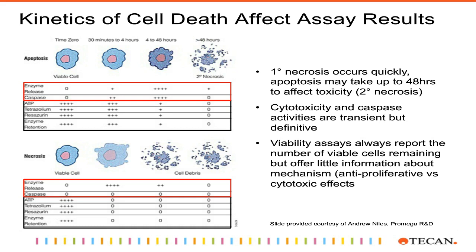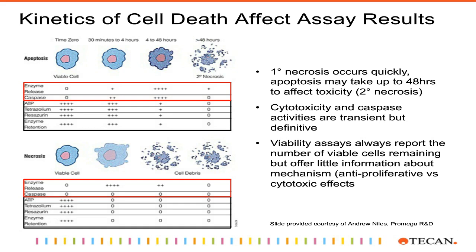So now if we zoom in a little bit closer or concentrate on these red boxes on the screen, you'll see that we're highlighting two biomarkers here associated with cytotoxicity and apoptosis. And those are enzyme release and caspase activity. So when we refer to cytotoxicity and enzyme release, we're referring to the loss of membrane integrity and the release of that biomarker into the surrounding medium. With caspase activity, we're typically referring to caspase 3-7 activity.